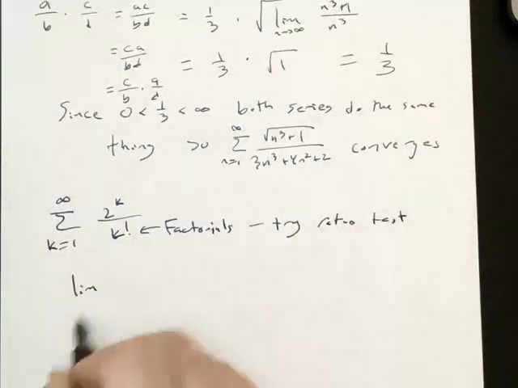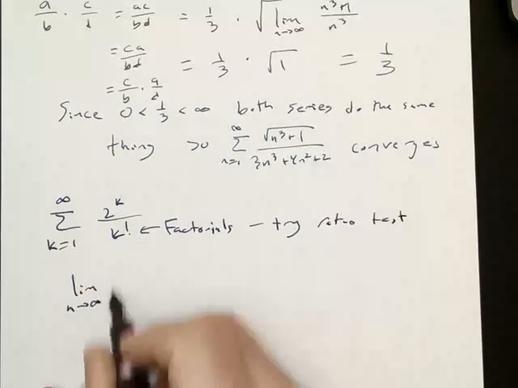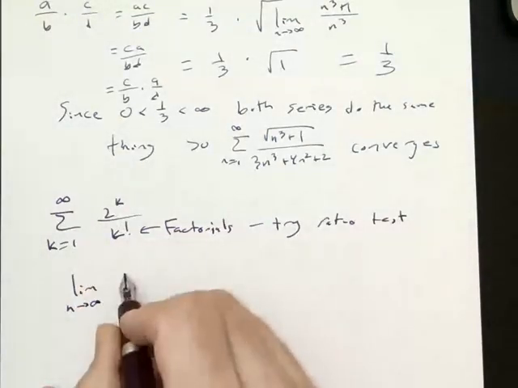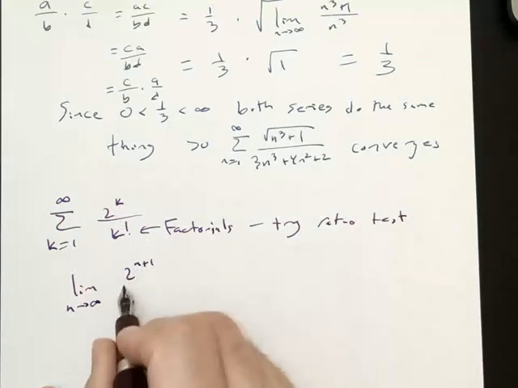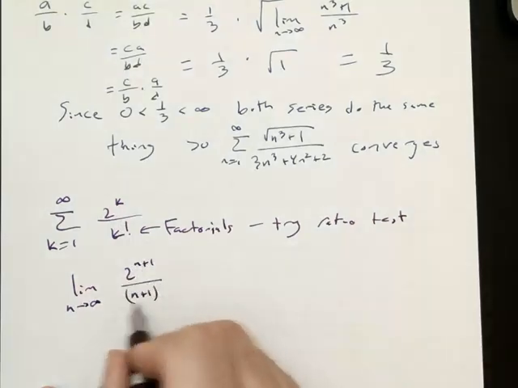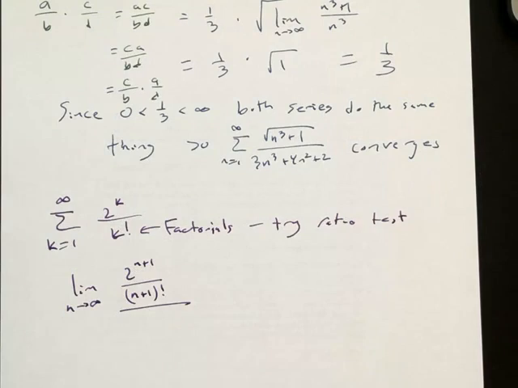So limit as n goes to infinity, a n plus 1, so that's 2 to the n plus 1 over n plus 1 factorial, over a n, 2 to the n over n factorial, all inside absolute value. Fractions within fractions suck, rip it and flip it.